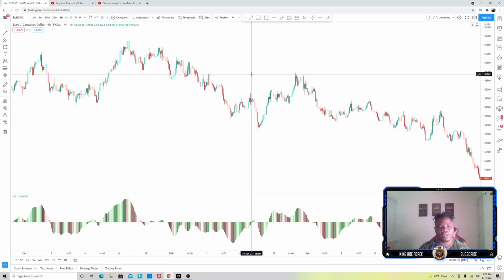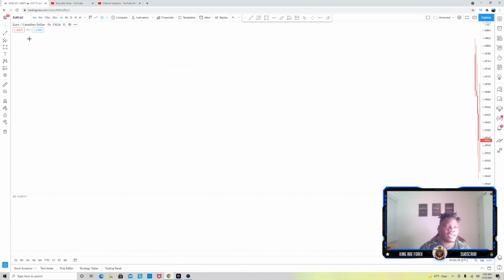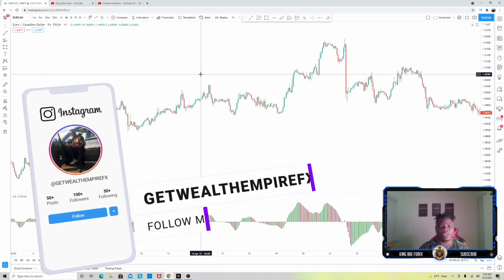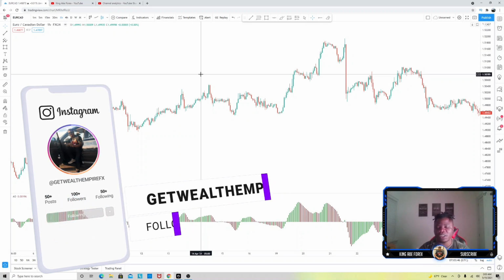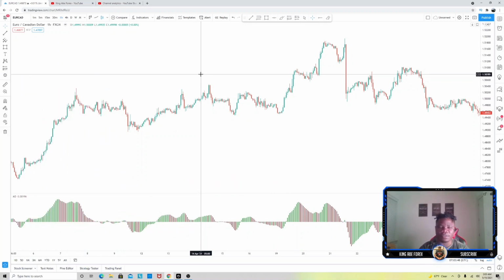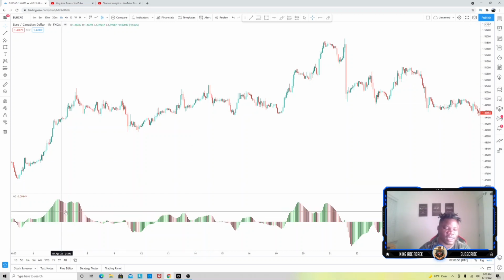So, for this strategy, we're going to be looking at Euro CAD. And to use this strategy, we're actually going to need three indicators. As you can see down here, I have one of them right here. This is called Awesome Oscillator.